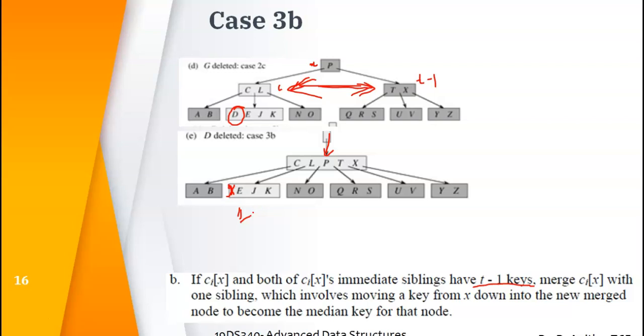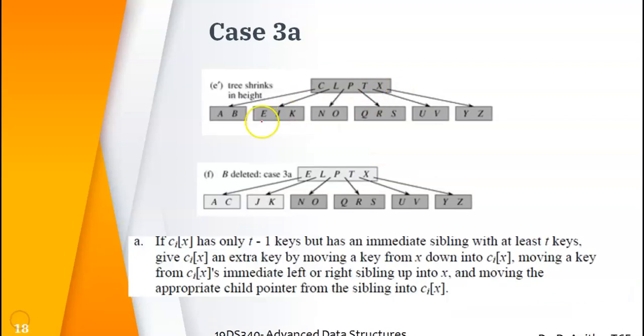Okay, so what shall be 3A now? If I don't have a sibling with t minus 1 keys, I do have a sibling with t keys. So what should be done? That is the next case that has to be explored. Now I'm going to delete B here. So I'm looking for the B here. Now my X will be here. I don't find B, so I should be looking at my children. I have the possibility of having the B only here.